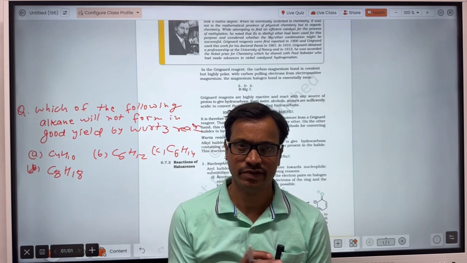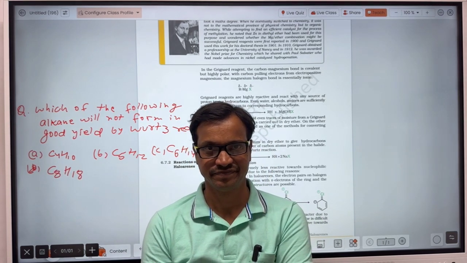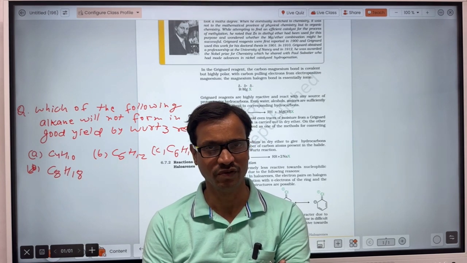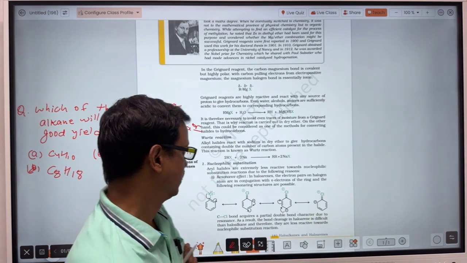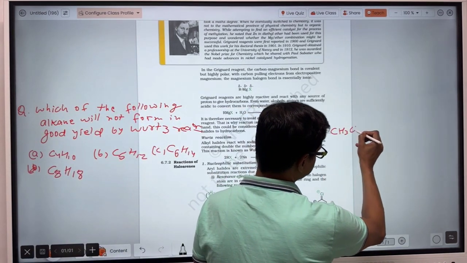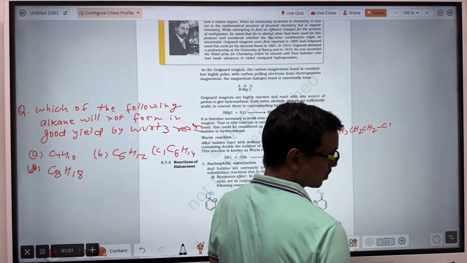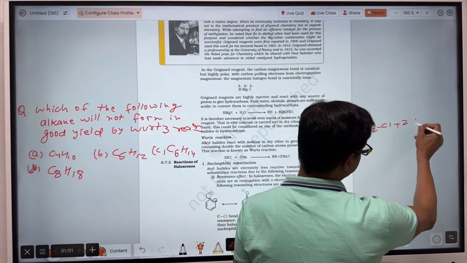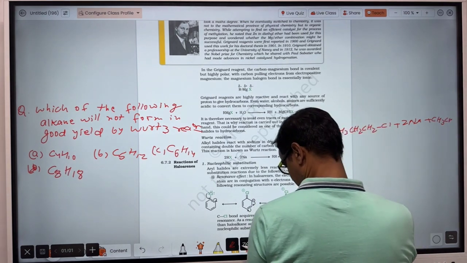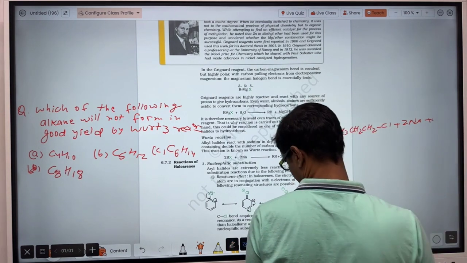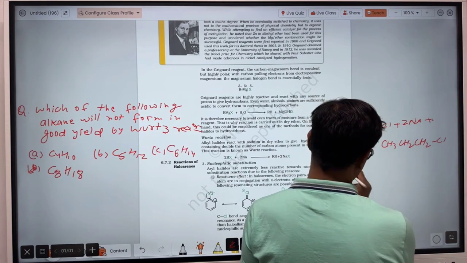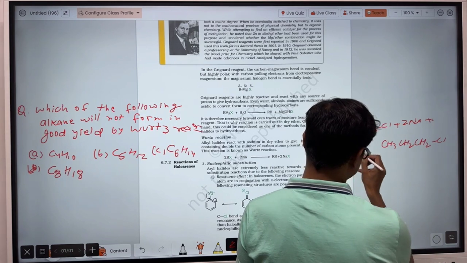Solution. Only when one type of haloalkane is taken will there be formation of an alkane having an even number of carbon atoms. For example, when you take chloropropane and react it with sodium in the presence of dry ether, what happens?